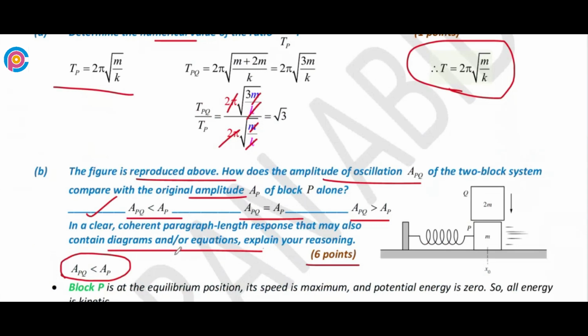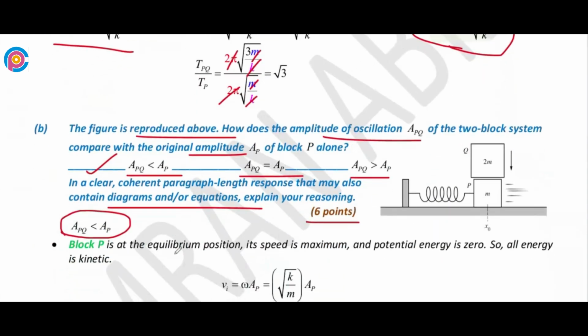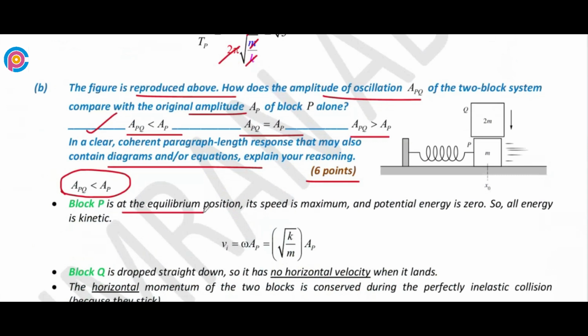Now, how is this? Let's explain. We know that block P is at the equilibrium position when all this happens. The speed is maximum at that moment, so potential energy is zero. All the energy is kinetic at that moment. So the initial velocity we can say is omega times AP, AP for amplitude at that moment. Omega is equal to square root of k by m, the angular frequency.